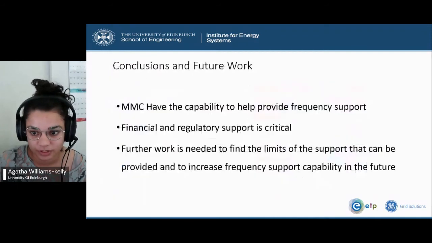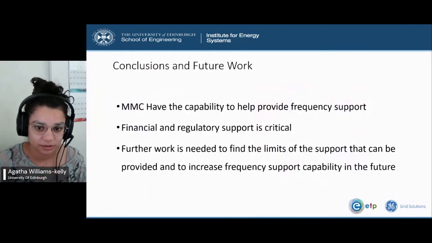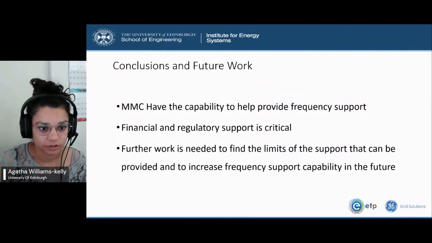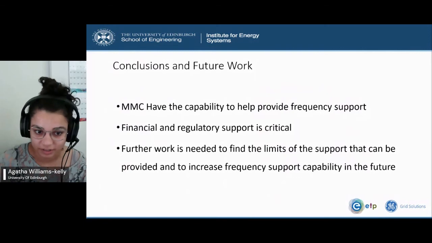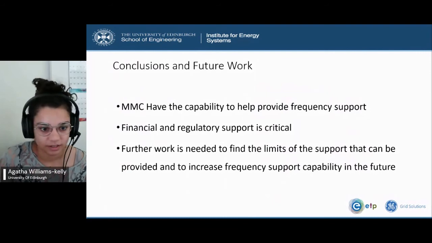So the conclusion to that work was there is a little bit of capability, a little bit of frequency support leeway there, but it definitely requires that the converter is operating below 1 per unit before any fault occurs, which means it would definitely have to be financially supported. The converter owner doesn't want to operate below 1 per unit unless the regulator would have to pay for that in some way.